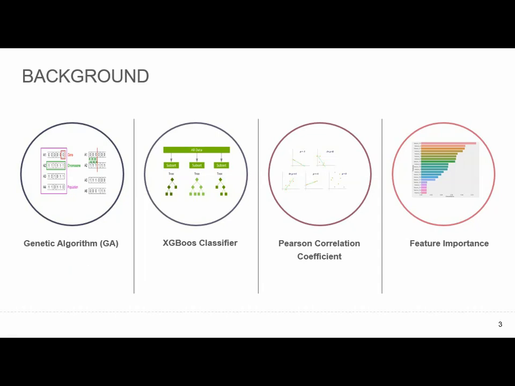The genetic algorithm consists of the following steps: 1. Initial population production. 2. Fitness evaluation. 3. Selection. 4. Crossover. 5. Mutation. And 6. Stop conditions. The XGBoost classifier is an efficient and scalable implementation of tree-boosting.